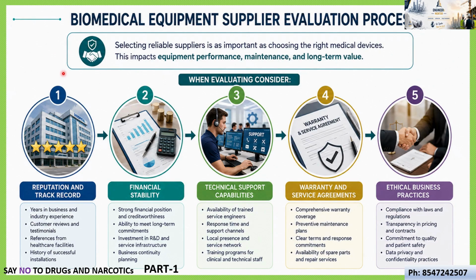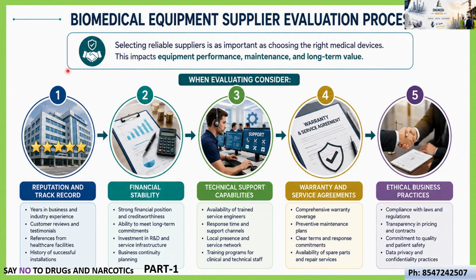Then comes the supplier selection. Unfortunately, in many hospitals the supplier is selected early, and then the supplier says what type of equipment is required for the hospital. But this is not the correct method. The hospital has to decide what type of equipment is required for the best performance of the hospital, and everything has to be decided by the hospital as per the previous steps.